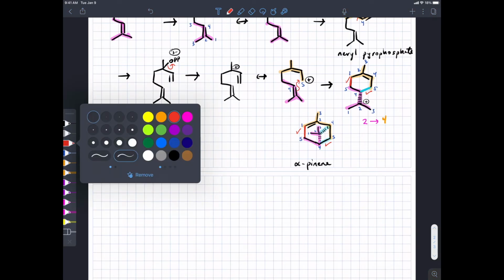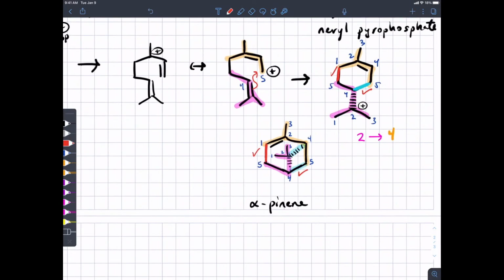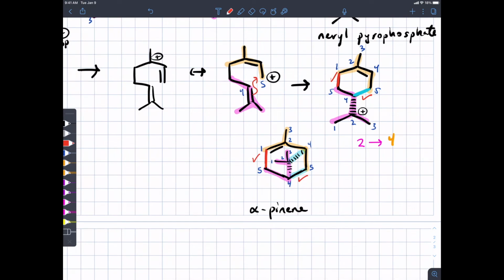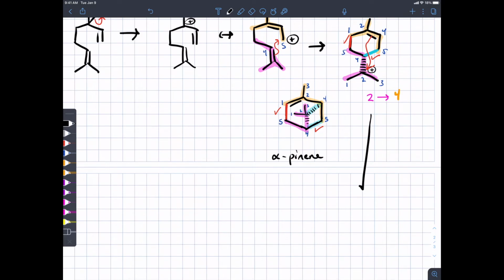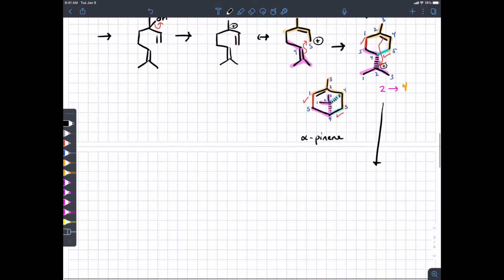So the molecule, the pi electrons on carbon 4, can actually reach around and attack carbon 2 and make the new bond. Now, I'm going to draw what that product looks like. And first, I'm going to draw it in a sort of distorted way that keeps the molecule in the same shape, but just shows the new connections.